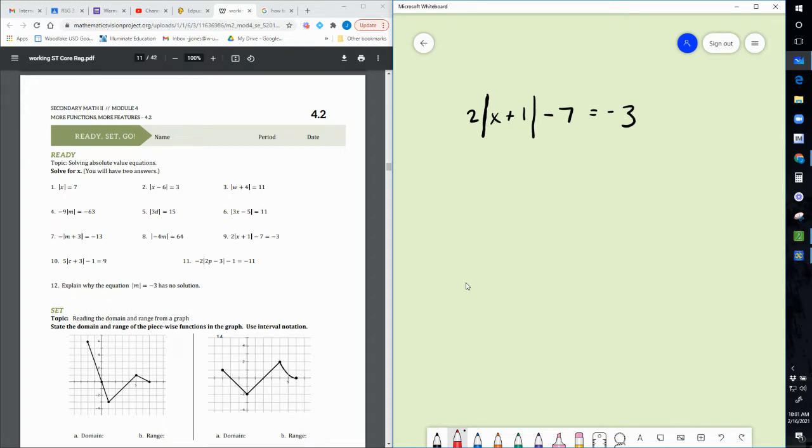So the ready portion is always something that you were supposed to have learned in the past, and we're just kind of retouching on it. But I'm not sure if you guys learned much about absolute value. Hopefully you know that whatever the absolute value is always has to be a positive number, right? It has to equal positive. So no matter what's inside here, even if that's negative, you still get a positive answer.